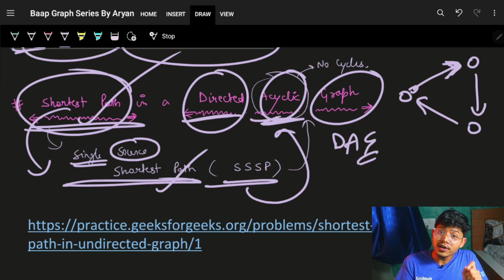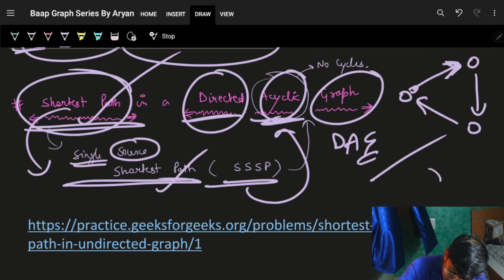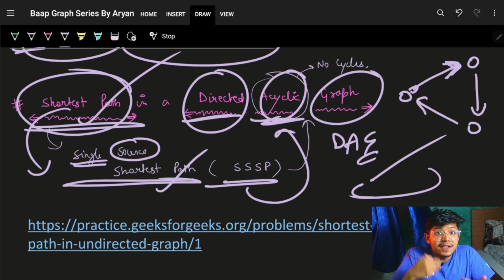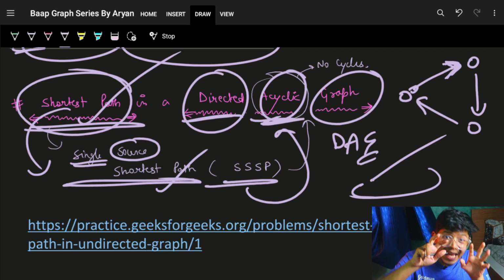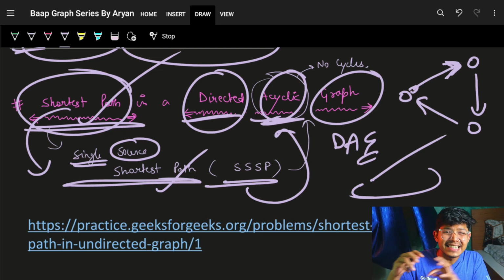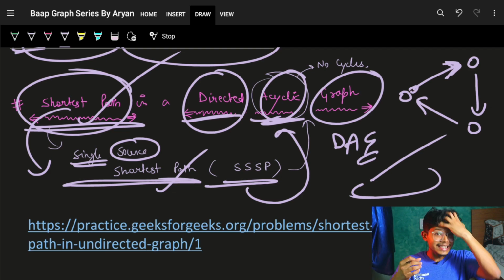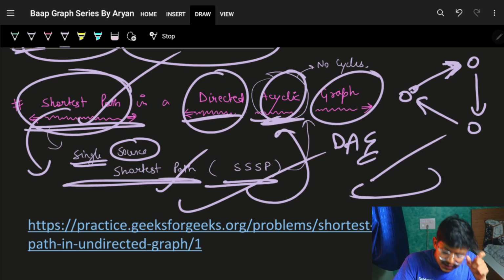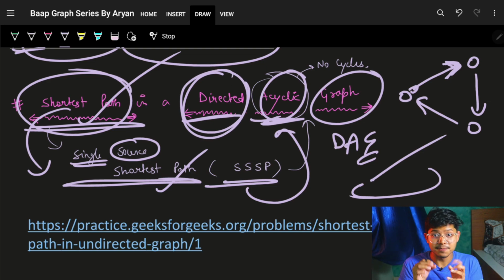Dijkstra's can solve it for the cyclic graph also, but here we are going to see it for the DAG. Although the same problem can be solved with Dijkstra's also, we are solving it more efficiently, which means not O of n log n or O of n plus E log n or something like that. We will solve it in O of n plus E, which means in linear time. It is better than Dijkstra's in terms of what is asked of us.